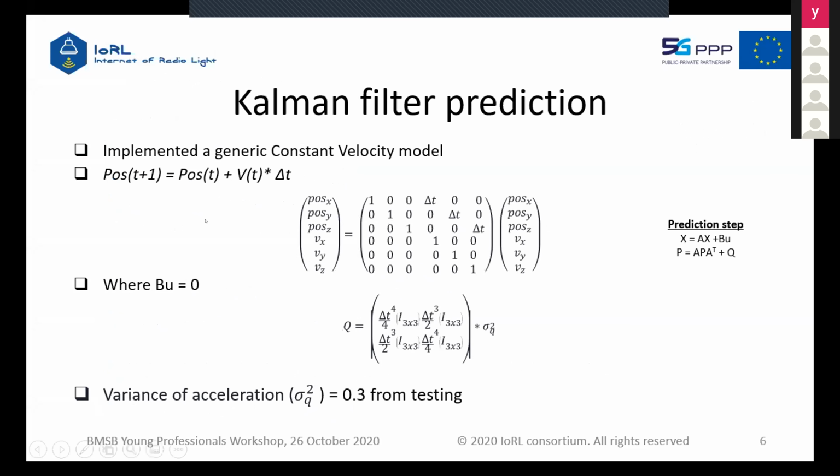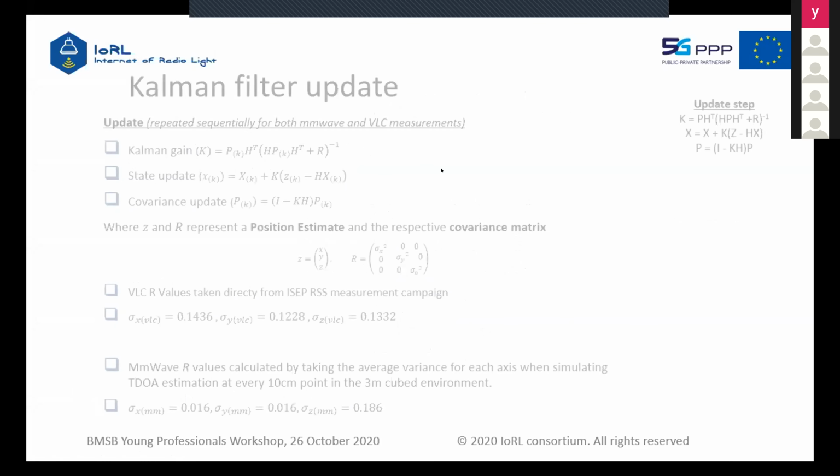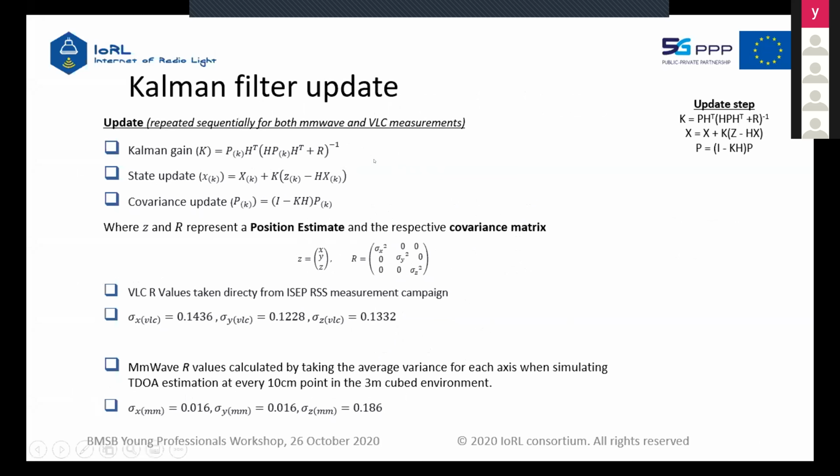Okay. Essentially, here we have our constant velocity model that we implemented into this equation here, x equals Ax, where Bu was 0 because there was no input. And so you can see the various values we use for our filter prediction. Just trying to catch up with lost time. In our update state, we repeated sequentially for both the millimeter wave and the VLC. So we performed it first with one data set and then updated again.